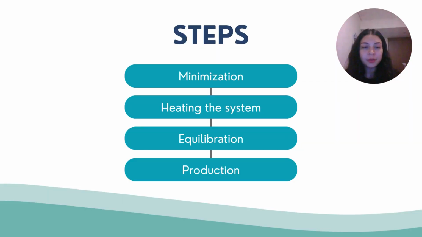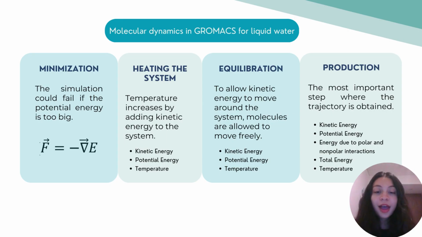For molecular dynamics, several steps need to be followed, which are minimization, heating the system, equilibration, and production. After setting up the file with our mathematical model, which in our case was TIP3P, the minimization step can begin, where the potential energy is minimized due to this relation between force and energy, which shows that if the energy is too big, the force could be too big too, and the simulation could fail.